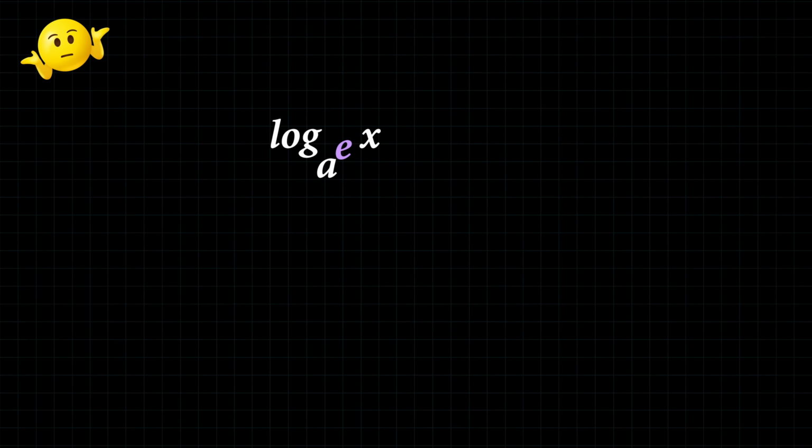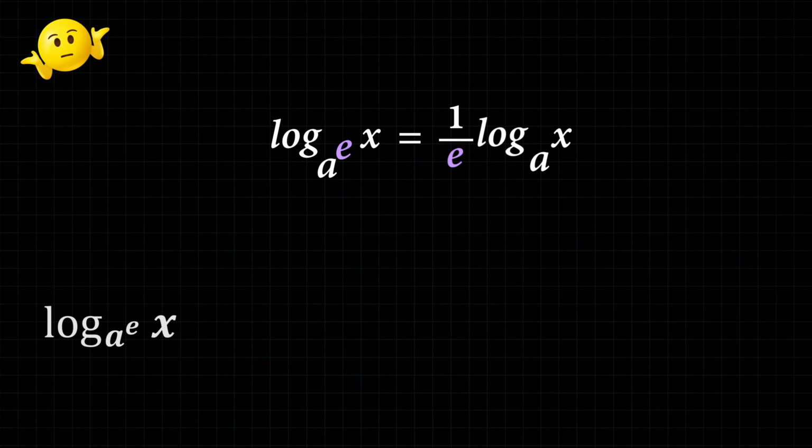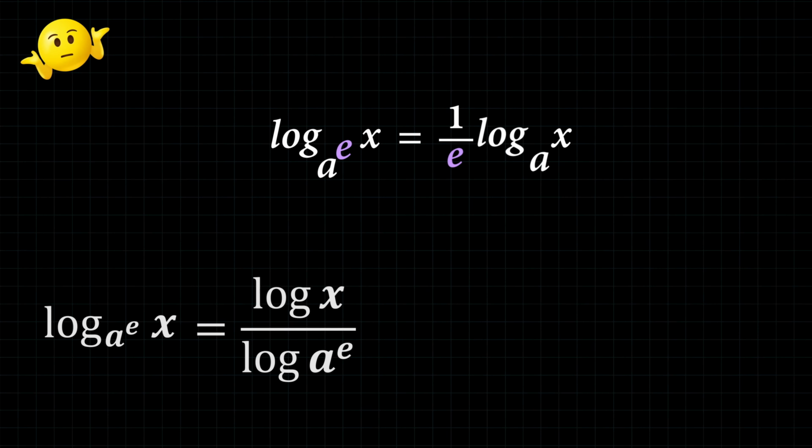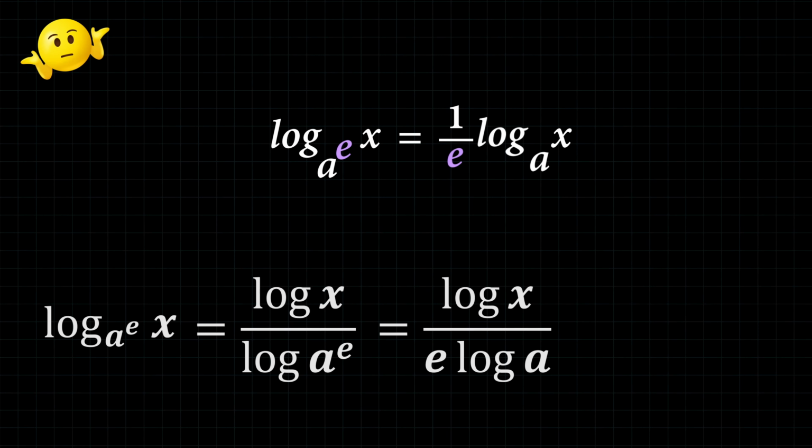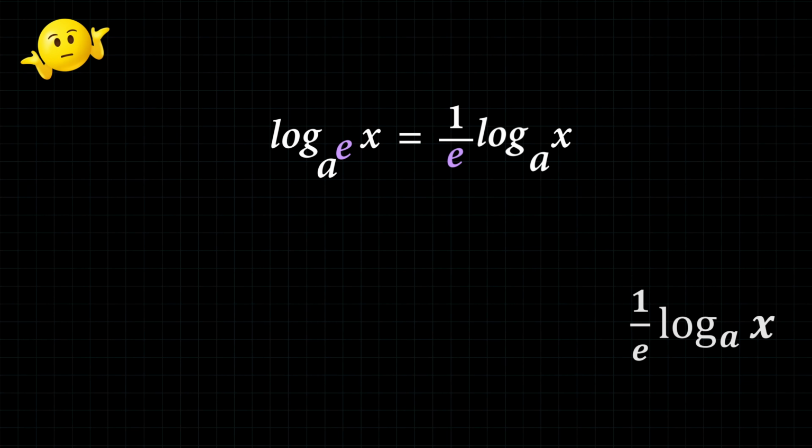Here's a rule that's actually worth remembering, but it's explained again easily by our change of base. It states that log with a base of A to its own exponent E of X can be written as 1 over E log base A of X. Here's how the change of base rule can easily explain this to us. We can first rewrite this as 2 separate logs, and now we can use the power rule to bring the E as a coefficient, and with a coefficient of 1 over E, we can rewrite it as log base A of X. And it doesn't stop here.